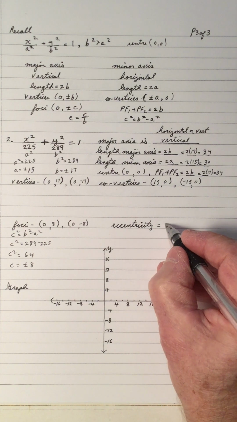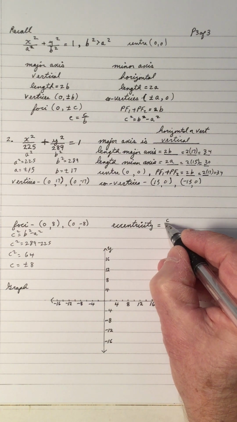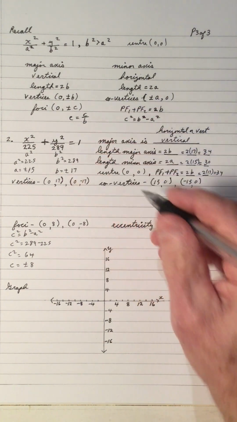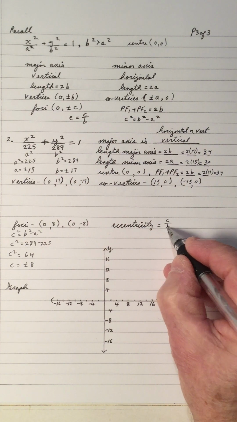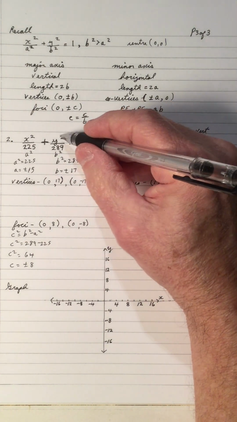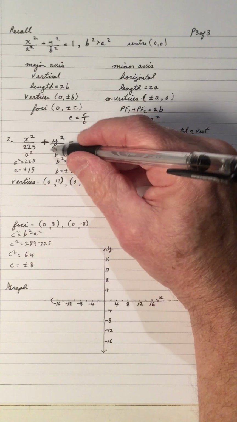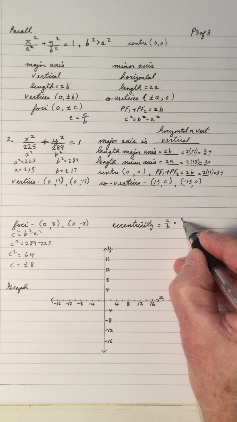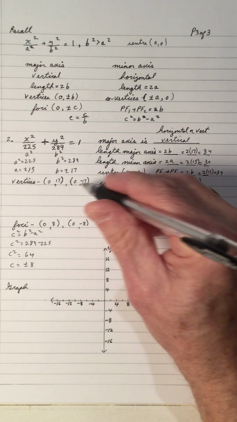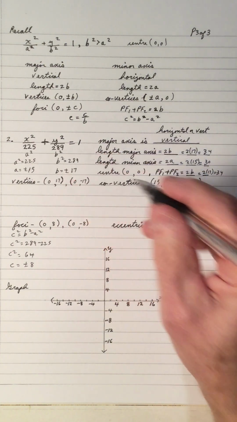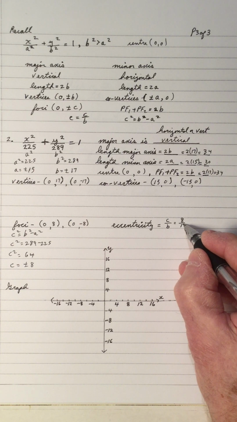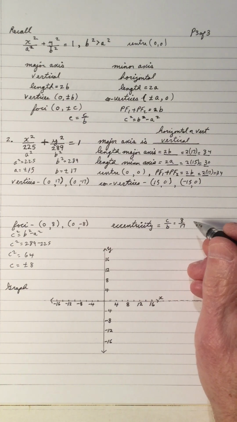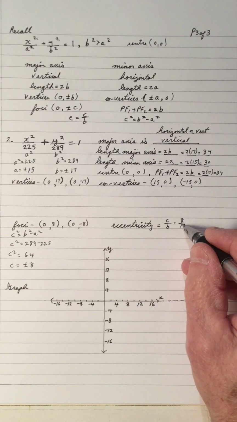Okay, and the eccentricity is the c, again the vertical, so it's c over the b, not a. The eccentricity is always on whatever is the larger number, the square root of the larger number. So that's c is 8 and b is 17. So it's 8, and they're not negative, they're always positive. Eccentricity is 8 over 17.